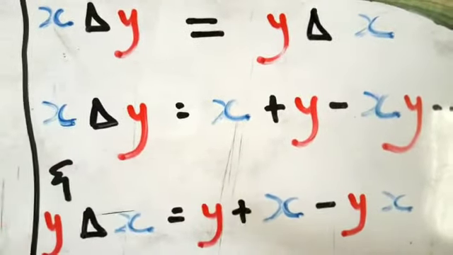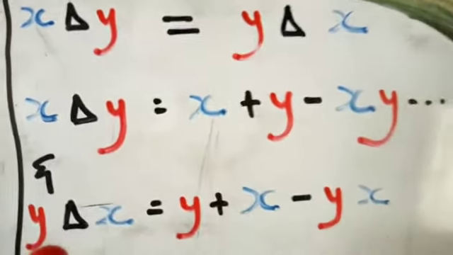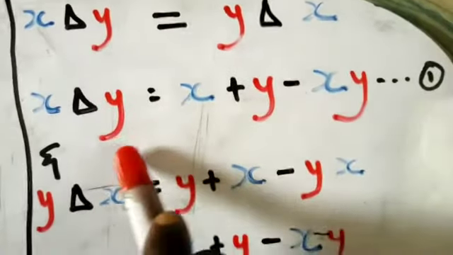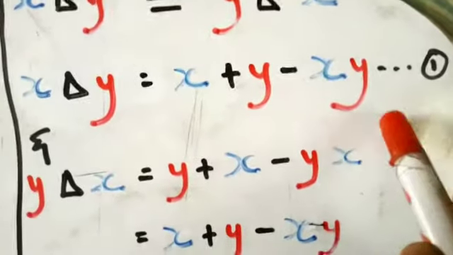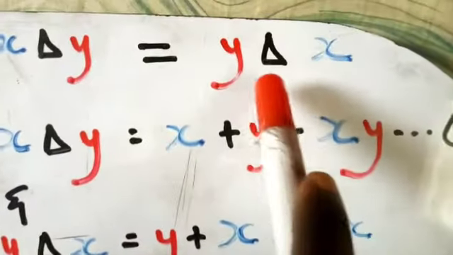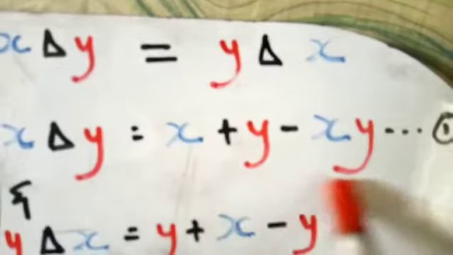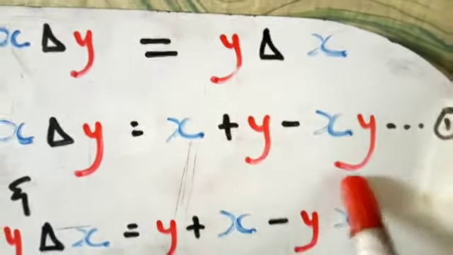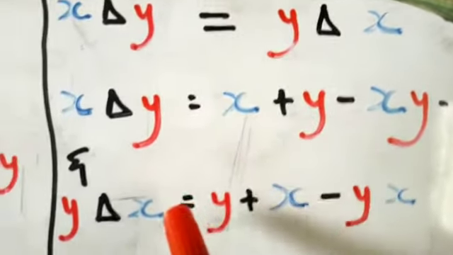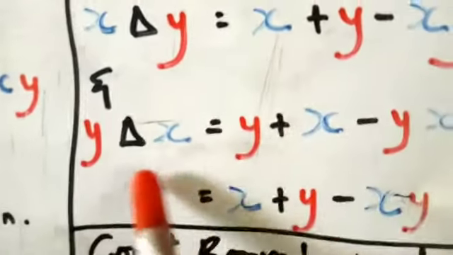Arrangement matters in binary operations, so pay close attention. What I'm having for the first time is equation one. This is how it looks. You have to check if you interchange, are you going to get the same thing? That is the commutative property. So let's interchange and see. This is for the first one. Let's check the first one.